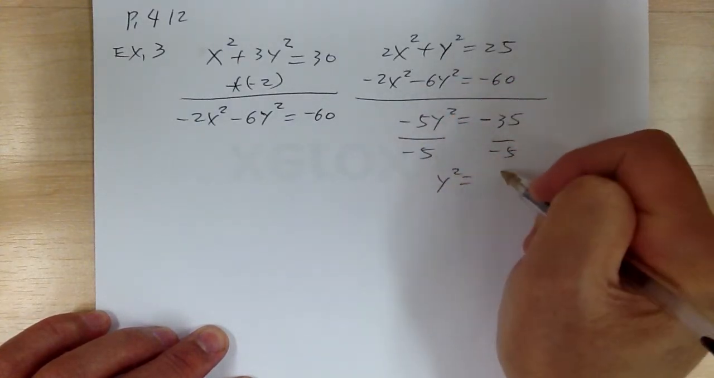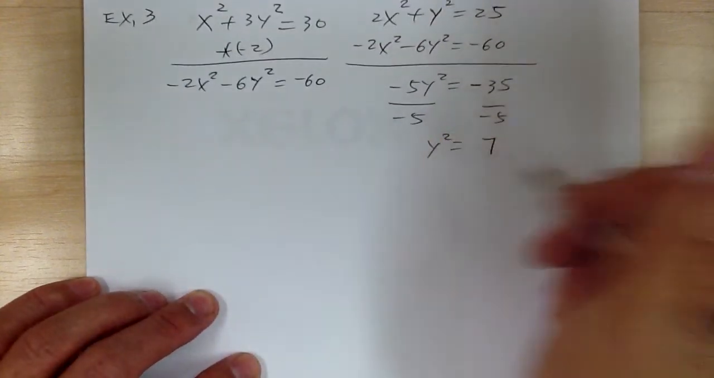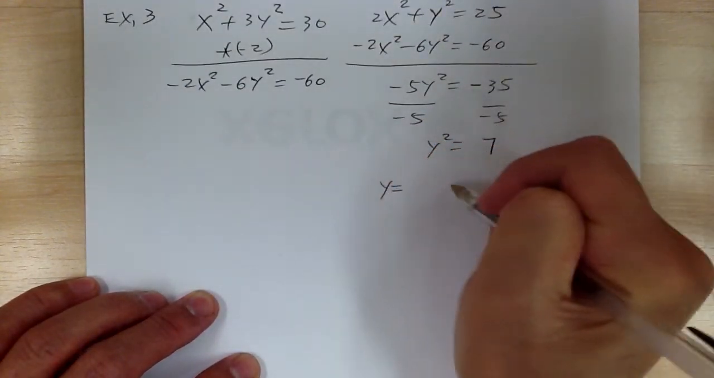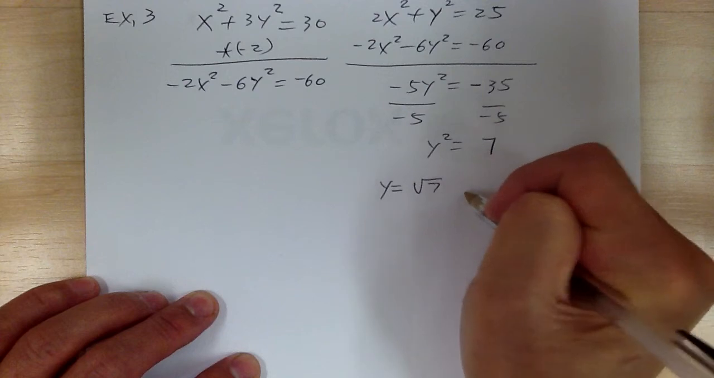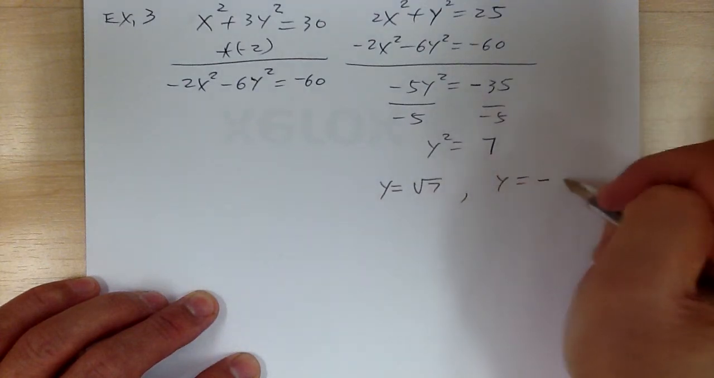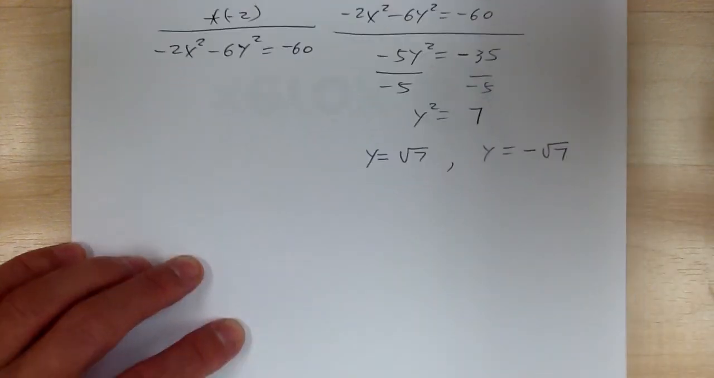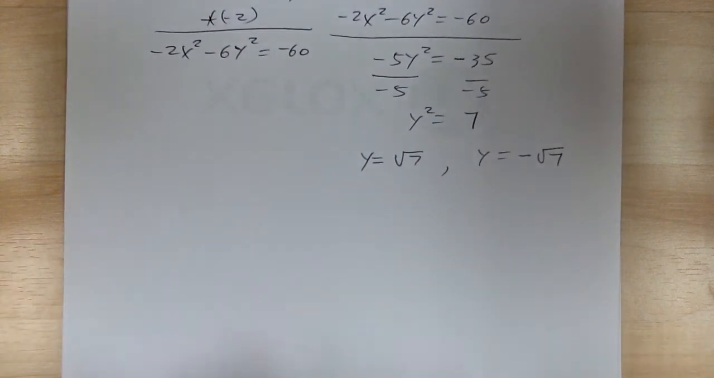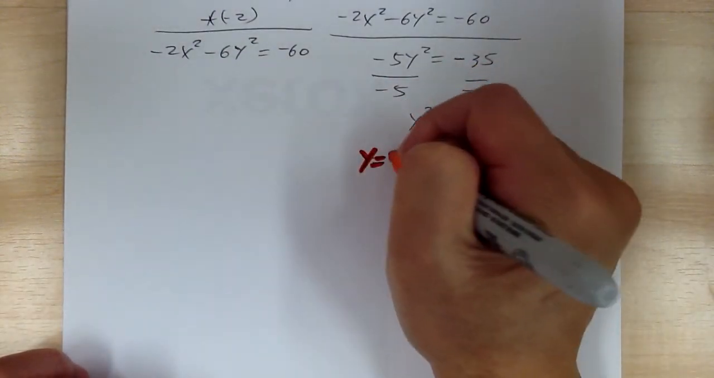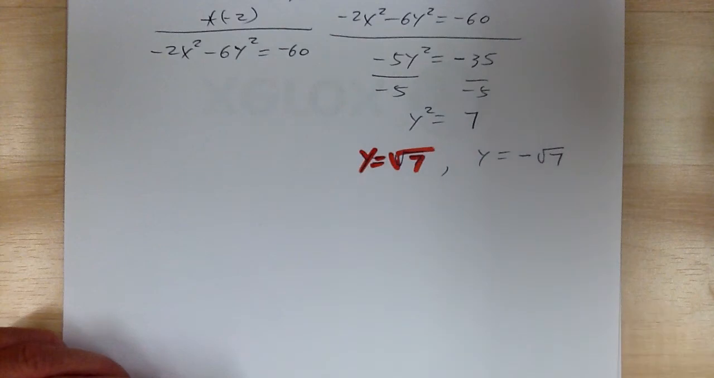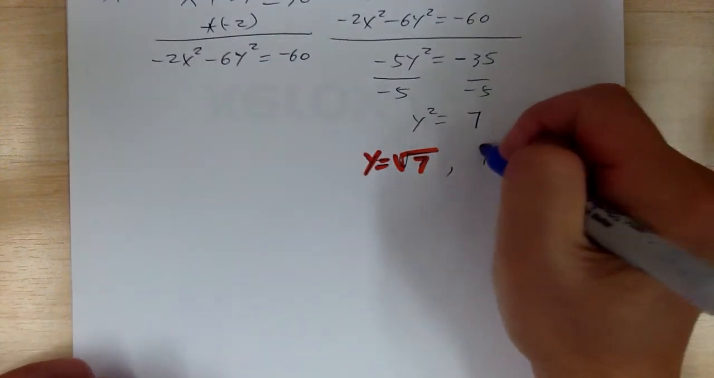So y squared equal to 7. So we'll take the square root. So y equal to square root of 7. Y equal to negative square root of 7. Okay. So again, I'm going to color code for you. Okay. So again, you got two answers.